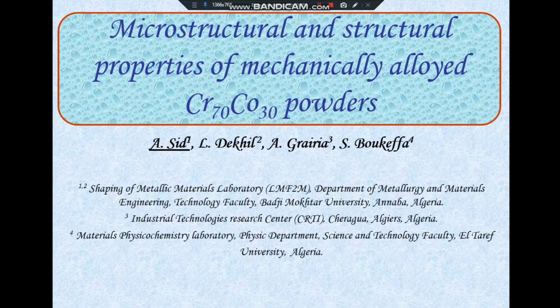Today I have the pleasure to introduce my research topic about microstructural and structural properties of mechanically alloyed chromium-70 cobalt-30 powders. Our presentation will start with an abstract, then we will pass to some information about nanomaterials, mechanical alloying, and our chromium cobalt system. Then we will talk about our experiment and discuss some results. So we will start now with the abstract.